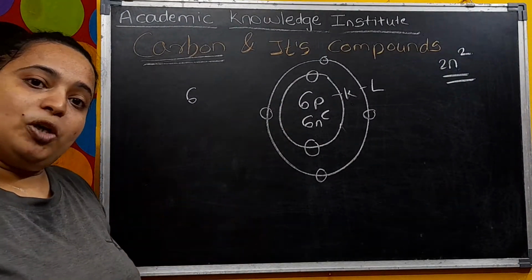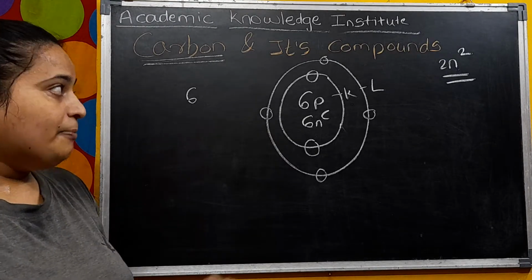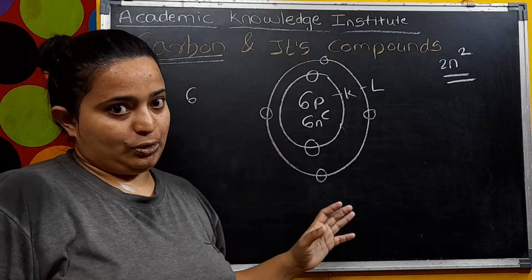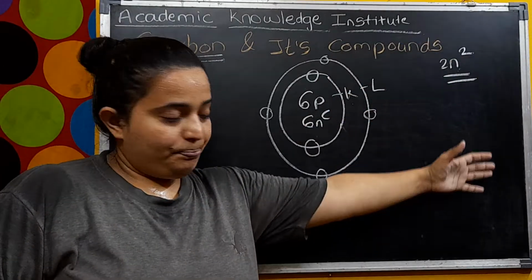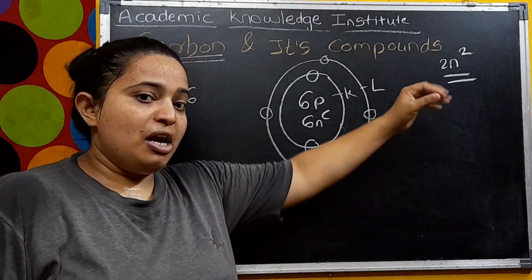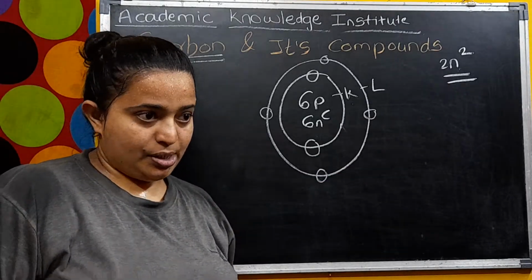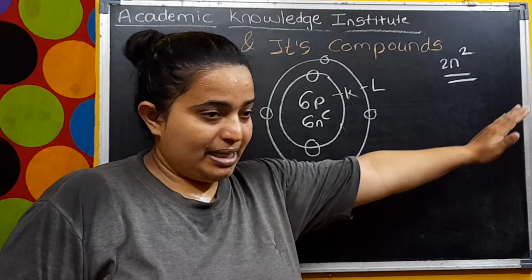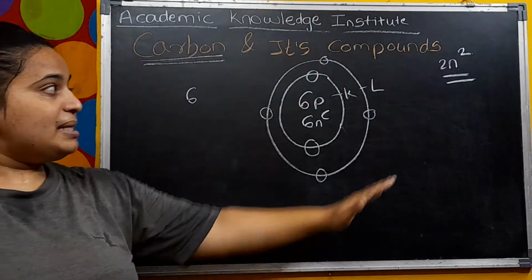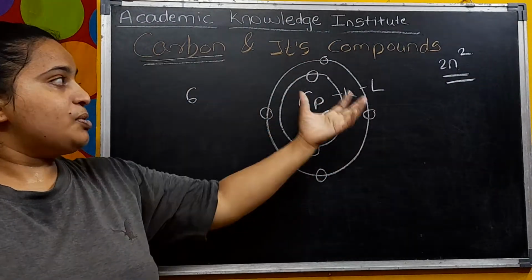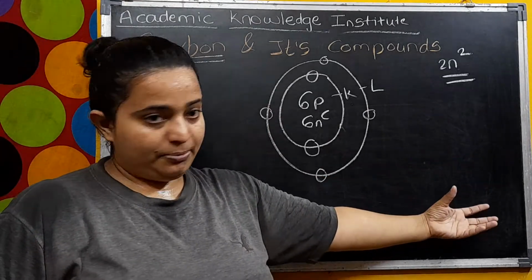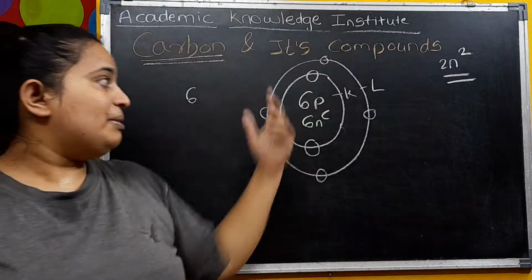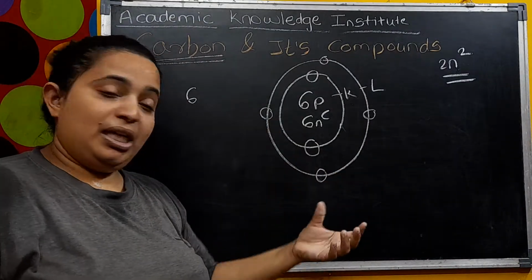In the previous chapter on metals and non-metals, we studied that in the last shell of metals there are 1, 2 or 3 electrons, and in the last shell of non-metals there are 5, 6 or 7 electrons. That's why metals donate their electrons to non-metals. But carbon cannot donate, because donating 4 electrons is not possible for any element.